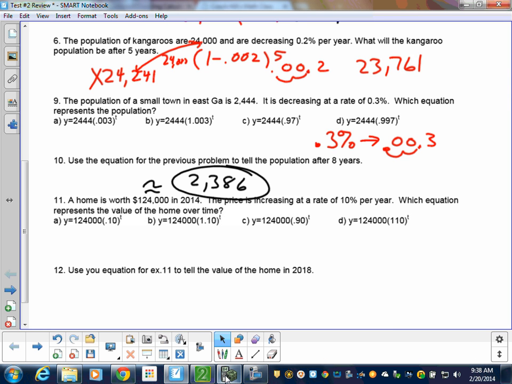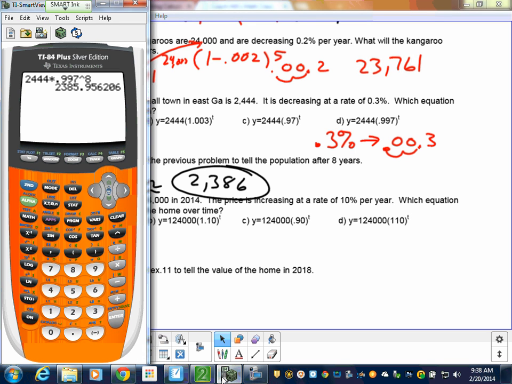Earlier up, if you watch the video, you'll see that they worked a problem similar to this, but it wanted to figure out when it would double or when it would become 300 or whatever it was. Guys, if you take that same formula, 2,444 times 0.997 to the x, and plug it into these graphing calculators and then look at the table, it's kind of cool, because the table will give you every possible solution that you would ever get.